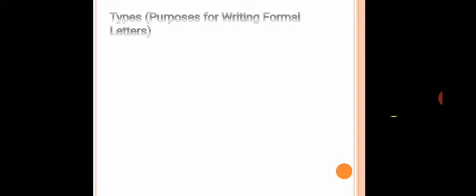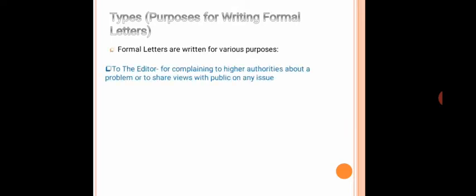Now, there are different types of formal letters. They are written for different purposes, like they may be written to the editor. Generally, a letter written to an editor may include a complaint about local authorities to the higher authorities about any problem which could be related to irregular supply of water, irregular supply of electricity, non-maintenance of public parks, increase in the cases of theft, and many other such issues. A letter to an editor may also be written to share views with the public in general on any issue that may be important for people in general.